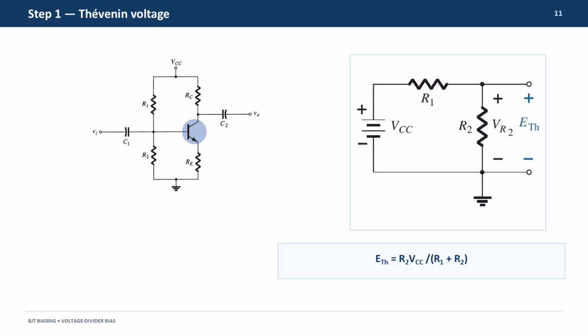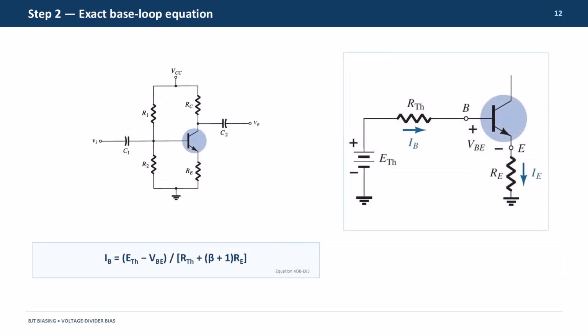Next, open the transistor input and calculate the divider's open circuit output voltage. This is the Thevenin voltage, E sub Th. The original supply and 2-resistor divider can now be replaced by one voltage source in series with one resistance.